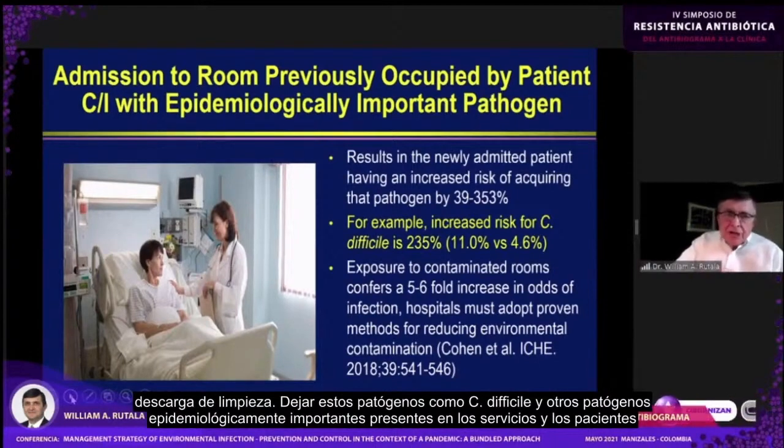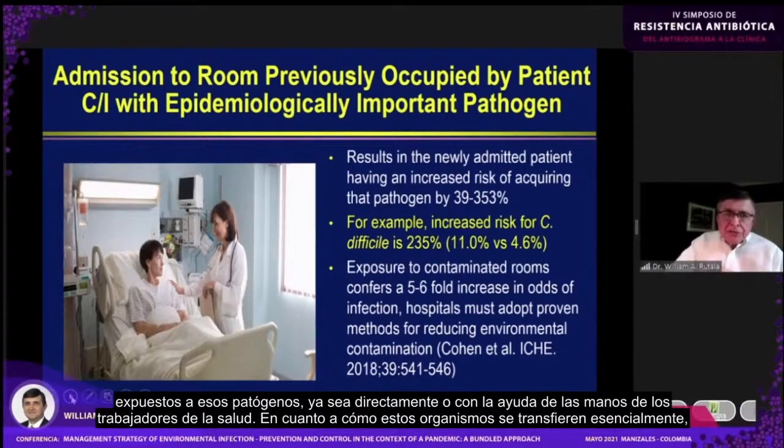The reason for that is surfaces are not adequately cleaned at terminal or discharge cleaning, leaving these pathogens, such as C. difficile and other epidemiologically important pathogens, present on surfaces, and the patients being exposed to those pathogens, either directly or through the assistance of hands of healthcare workers.